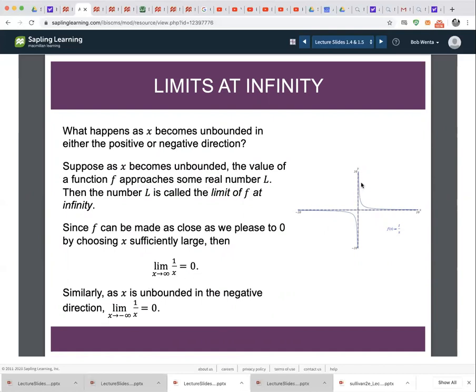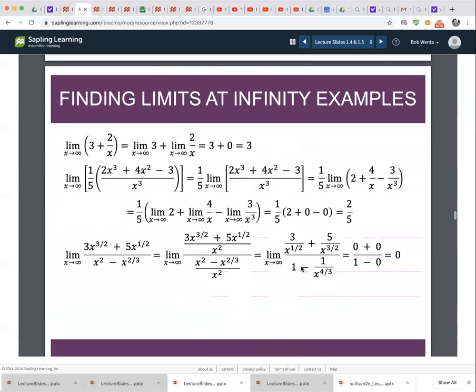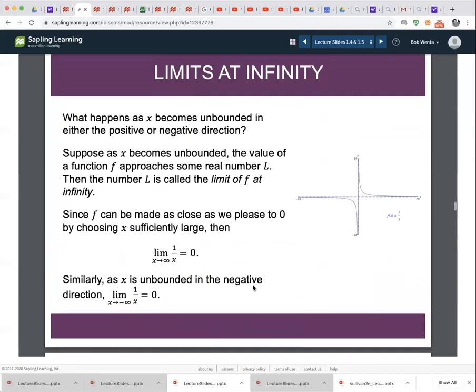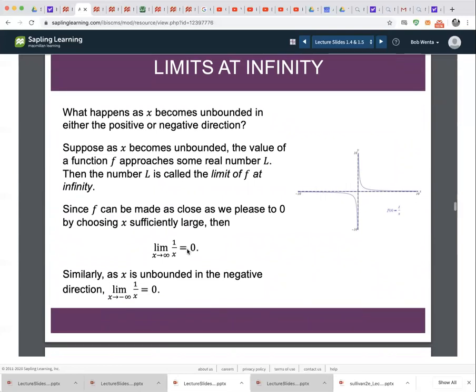So the limit as x goes to infinity is 0 from above. Similarly, if you go in the negative direction, x is negative, so you're on the underside, but it's still coming up and going to 0. So in both cases, whether you're going from the positive side or the negative side, it's going to 0 as x goes to infinity. Okay. Now some examples of using this fact that 1 over x goes to 0, whether you're going to the right or to the left.